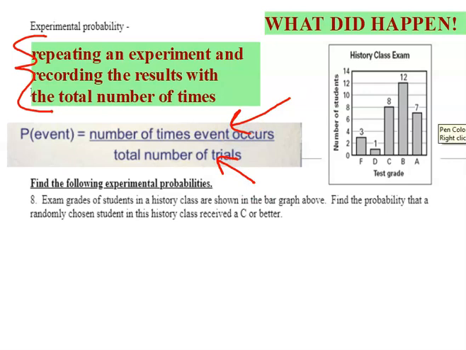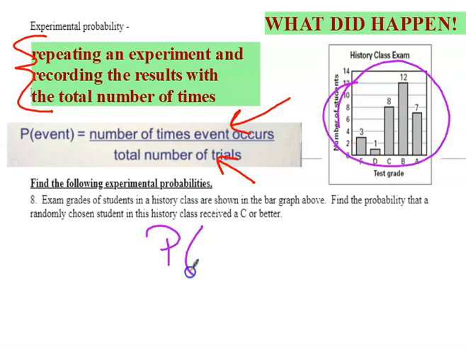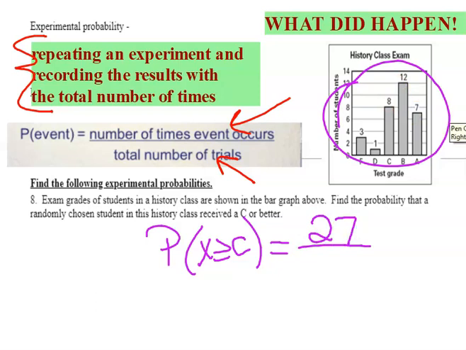So here's a test score. What's the probability of someone getting a C or better? So C or better. Okay. All right, so I need to count how many I got. So there are 27 people that got a C or better. Okay, so that is these 3.